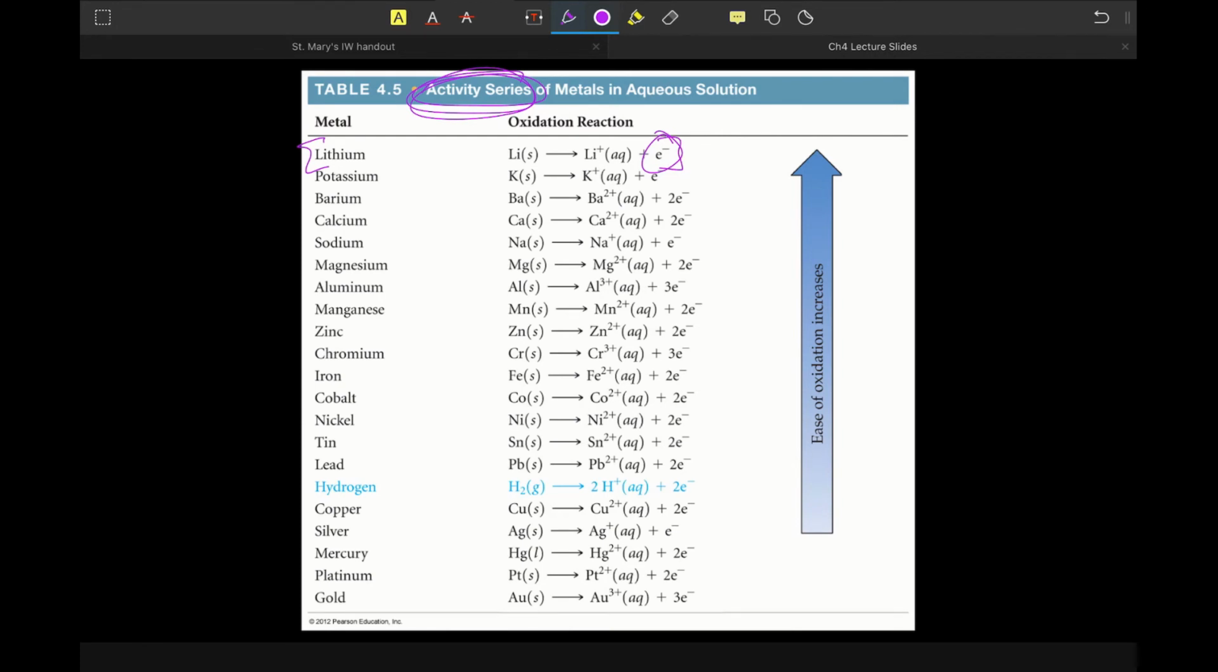So lithium is the easiest, right? Gold then is the hardest to oxidize, yes? Gold is the hardest to oxidize, which on the flip side means that lithium is not readily reduced.